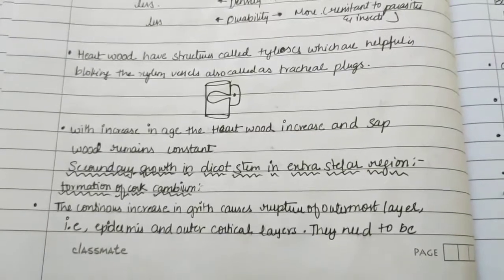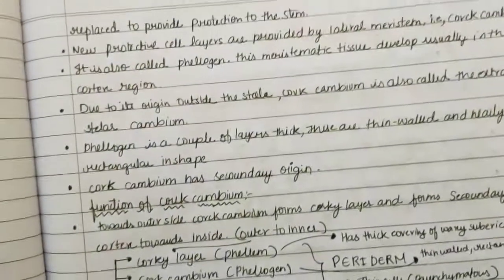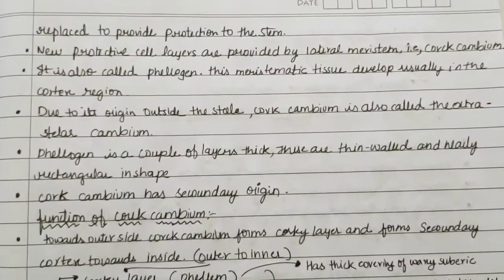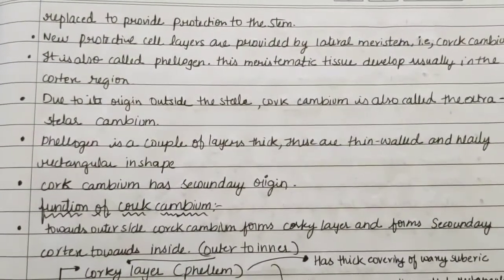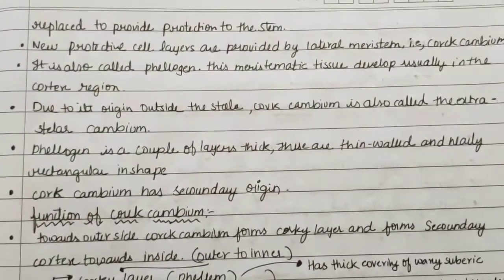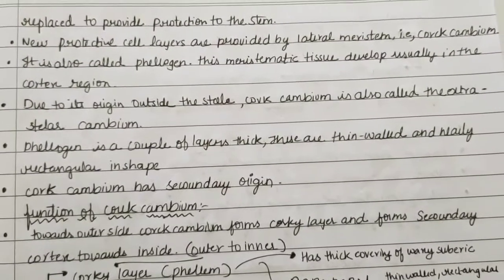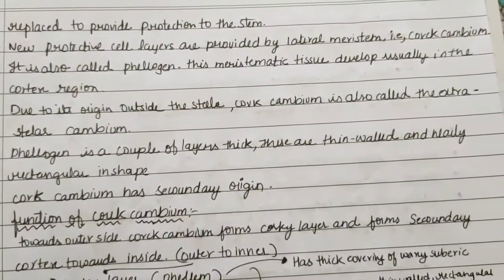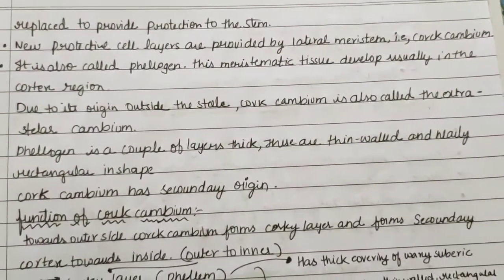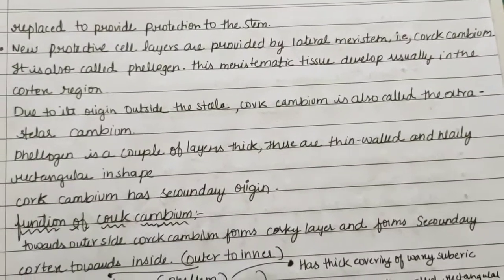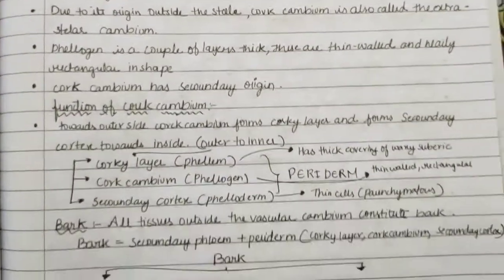The secondary growth in the dicot stem in the extrastelar region: formation of cork cambium. The continuous increase in girth causes rupture of the outermost layer, that is the epidermis, and outer cortical cells. They need to be replaced to provide protection to the stem. The new protective cell layers are provided by a lateral meristem, that is cork cambium. It is also called phellogen, and this meristematic tissue usually develops in the cortex region. Due to its origin outside the stele, the cork cambium is also called extrastelar cambium.